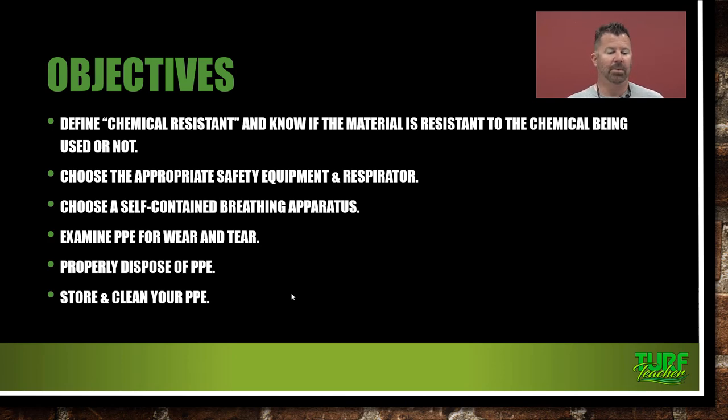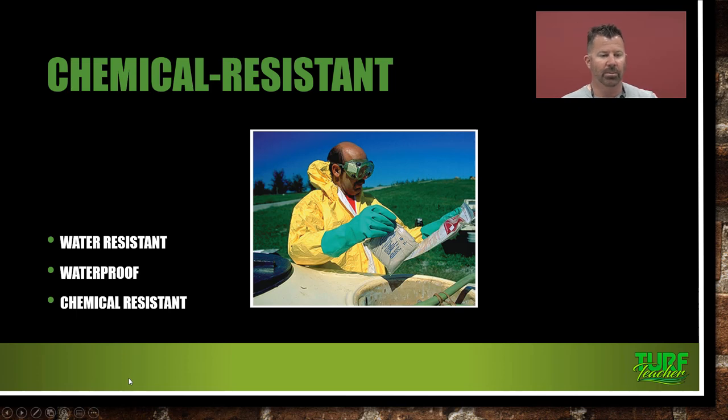We're going to examine PPE, or personal protective equipment, for wear and tear, and then we're going to properly dispose of it when we're finished with it, and then we're going to store and clean the PPE if it is not a disposable piece of clothing that is protecting us from the pesticide. So we do have PPE that is designed for one-time use, and then we have PPE that we can use over and over again if we properly clean it and properly store it and have it available for the next application use. So chemical resistance.